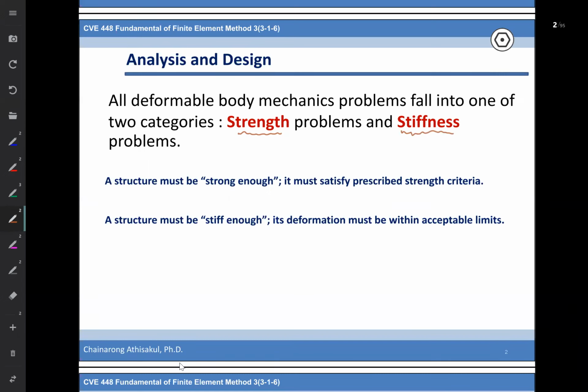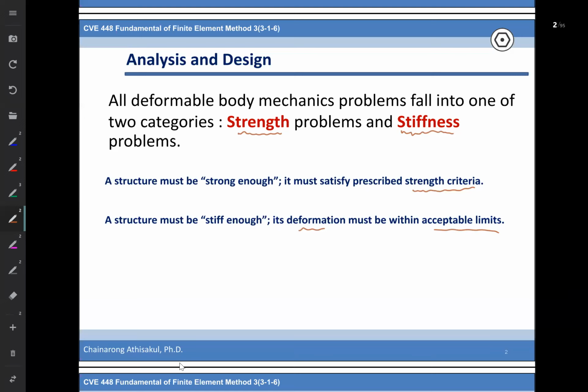A structure must be strong enough, which means that it must satisfy prescribed strength criteria. Strong enough means that it is not broken, it is not breaking out. And it should also be stiff enough. Stiff enough means that its deformation must be within acceptable limits.